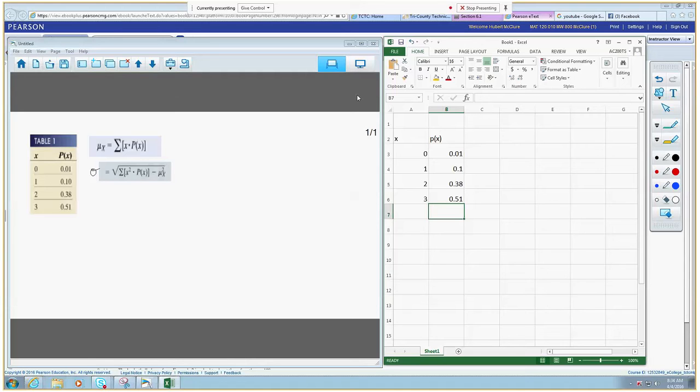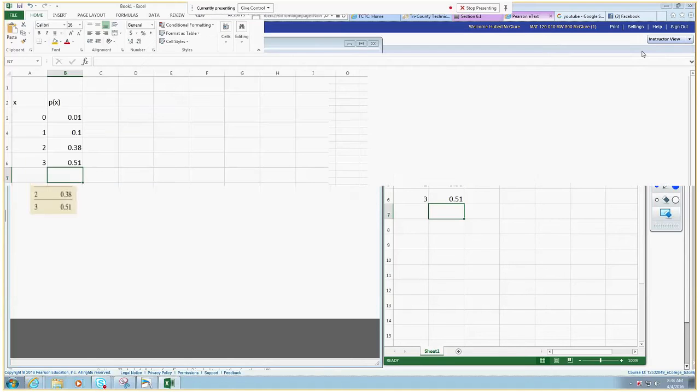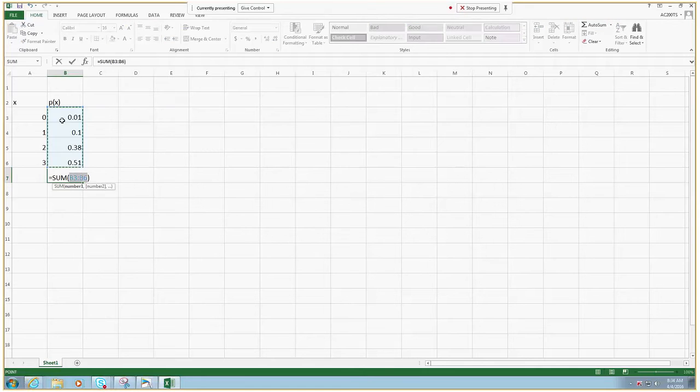Now I got it. Let me make it big now. There we go. Check it and make sure. And it is 1. And each one of these is between 0 and 1. There's no negatives. And there's no whole numbers. So everything's good.